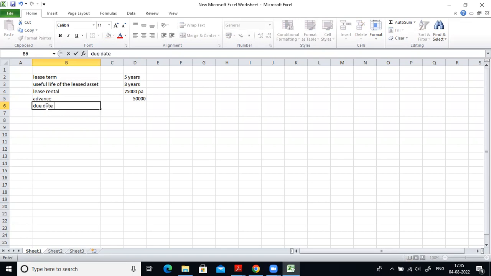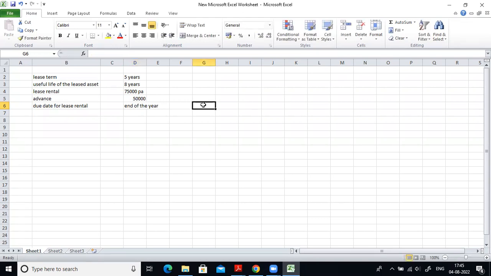Then the due date for lease rental. Due date means when the lessee pays the lease rental. It is generally the end of the year.